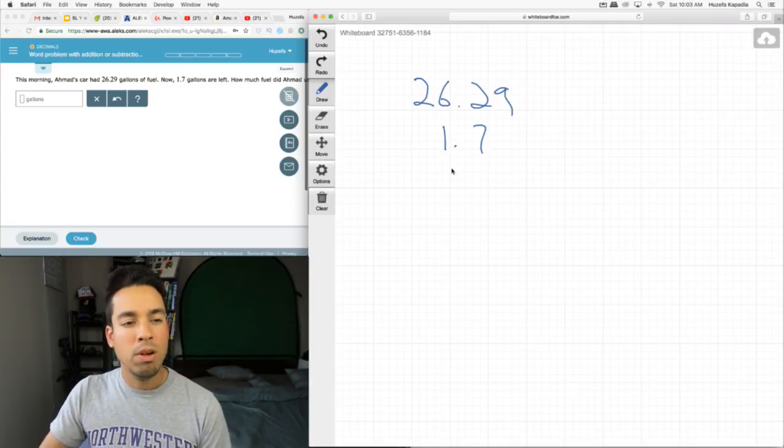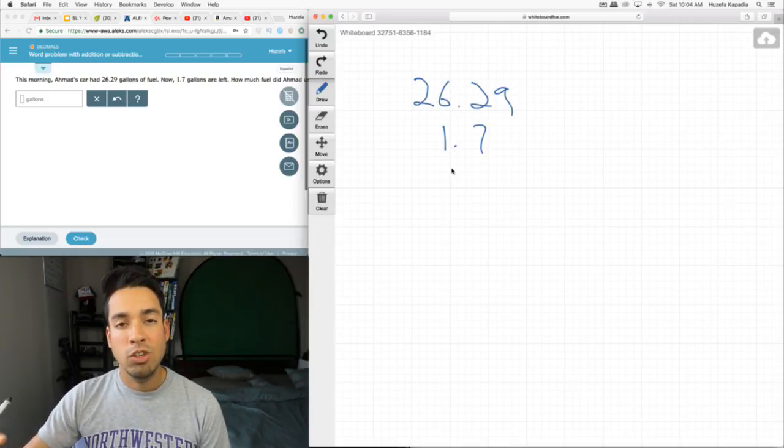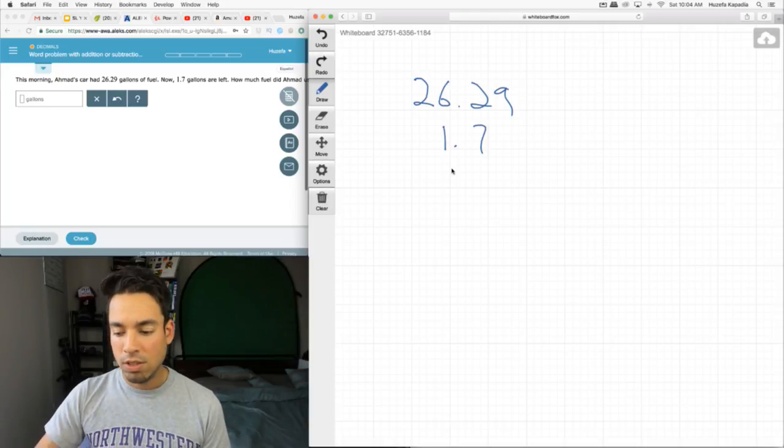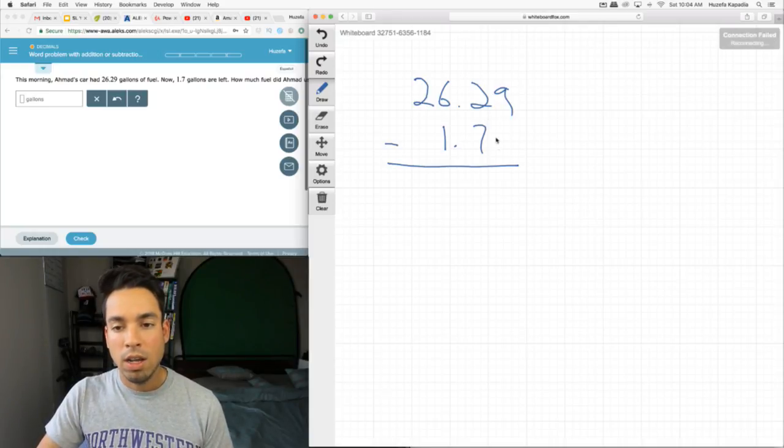So the question is, what type of problem is this? Is it addition or subtraction? Well, think about it. We're trying to calculate how much he used. It's essentially the difference between what he started with and 1.7. So this is a subtraction problem, so we're going to subtract. Once we made that determination, now we follow the steps that we learned before. Again, we don't have anything here. We want to match up all the digits, so I'm going to just add a 0. And now we're good to go.